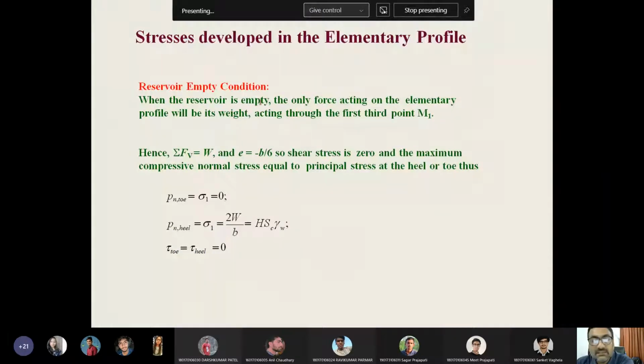अभी हमने लिखा था कि जब रिजर्वोयर फुल लेवल था, तब एलिमेंट्री प्रोफाइल में स्ट्रेसेस डेवलप्ड हुए। अब रिजर्वोयर एम्प्टी कंडीशन के लिए देखते हैं। व्हेन द रिजर्वोयर इज एम्प्टी, द ओनली फोर्स एक्टिंग ऑन द एलिमेंट्री प्रोफाइल विल बी वेट, क्योंकि पानी नहीं है तो हाइड्रोस्टेटिक फोर्स नहीं है और अपलिफ्ट भी नहीं है, तो वेट ही उस पे होगा। तो Pn टो पे the principal stress is equal to 0. क्यों?